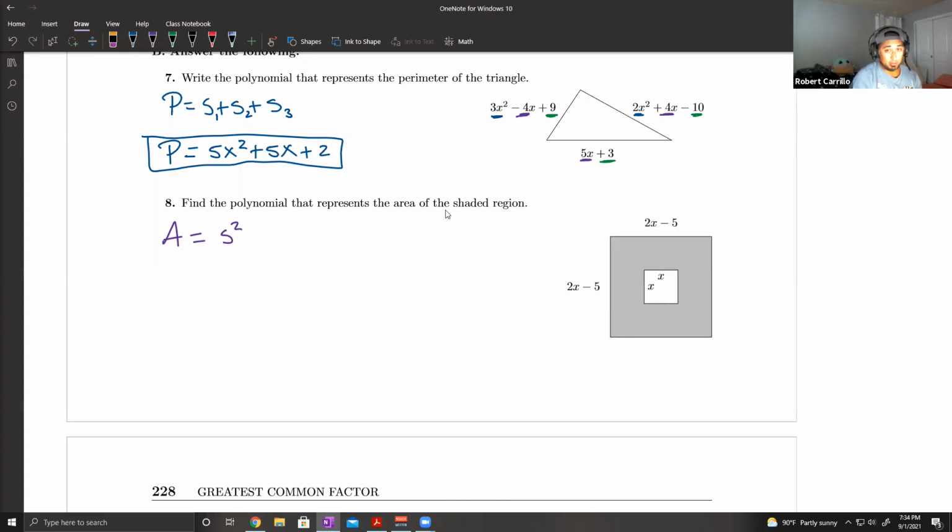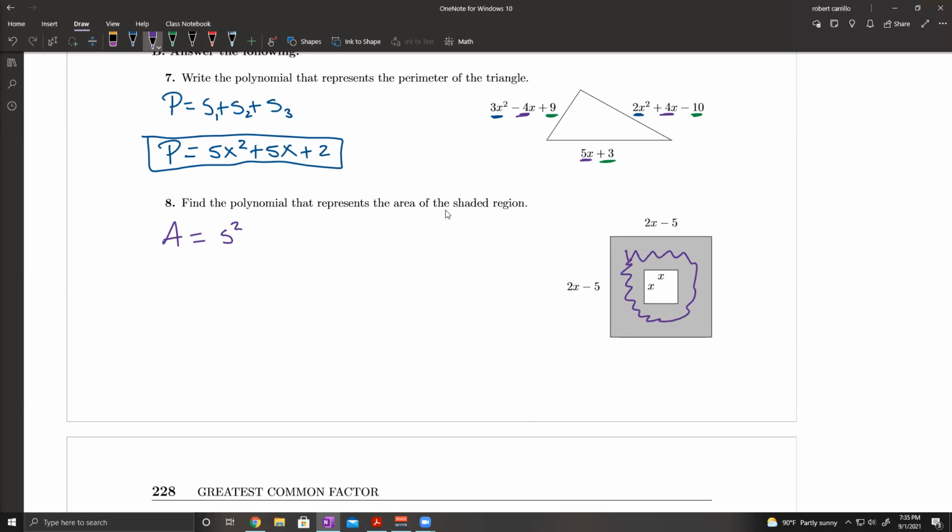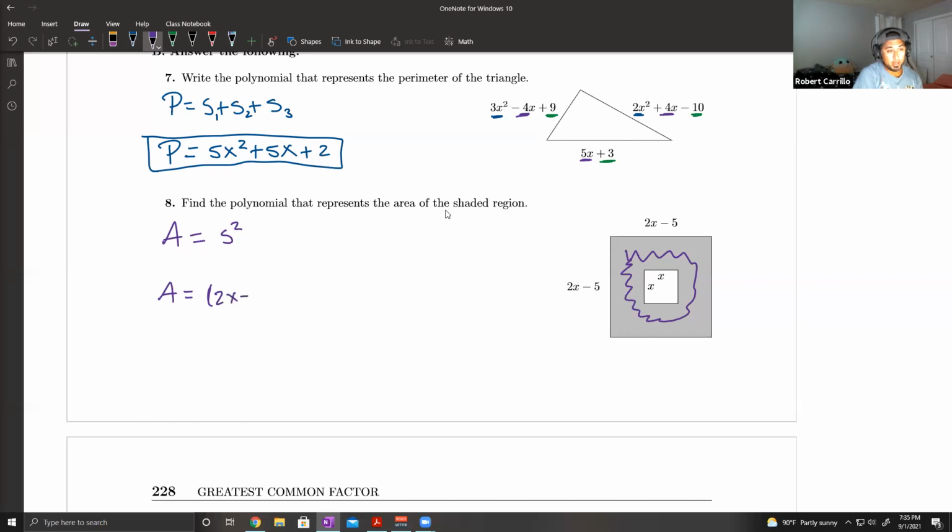But our goal in this problem is just to find the area of this shaded region. And if you notice, we have how many squares? 2. So how do I just find the area of the shaded region? Wouldn't you subtract the inner square? Very good. So here's what we're going to do for our area. We're going to first take the sides of the big square and multiply them together: 2x minus 5 times 2x minus 5. So this represents the area of the bigger square. And now we are going to subtract the area of the inner square, which is x times x.